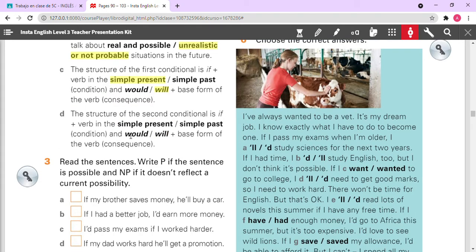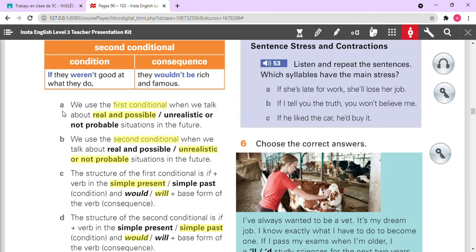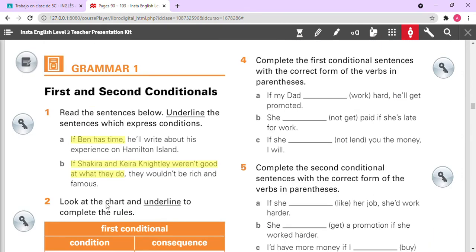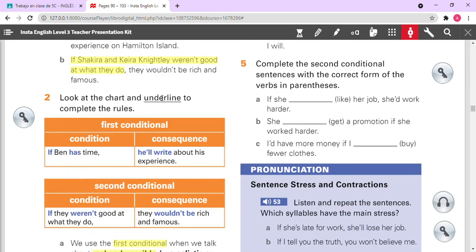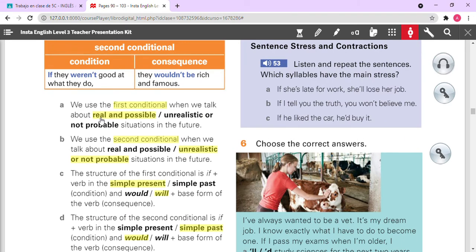Now let's see the structure for the second conditional. It is if plus verb in the simple present. No, in the simple past. And the condition will? No, would. Base form of the verb is the consequence. This is what I told you at the beginning. I told you when I started this, I told you when I did this part, and now I told you with the example from the book.